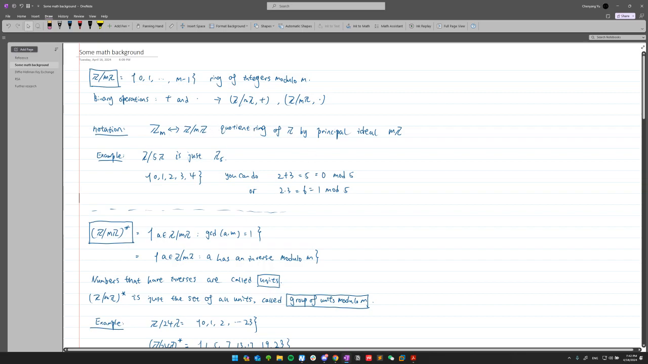For the notation, I usually prefer Z mod mZ, but some people just write Z_m, and they are exactly the same. Mathematically, it is the quotient ring of Z by the principal ideal mZ. But what does that mean? It doesn't matter. You will learn more about that in chapter 4.